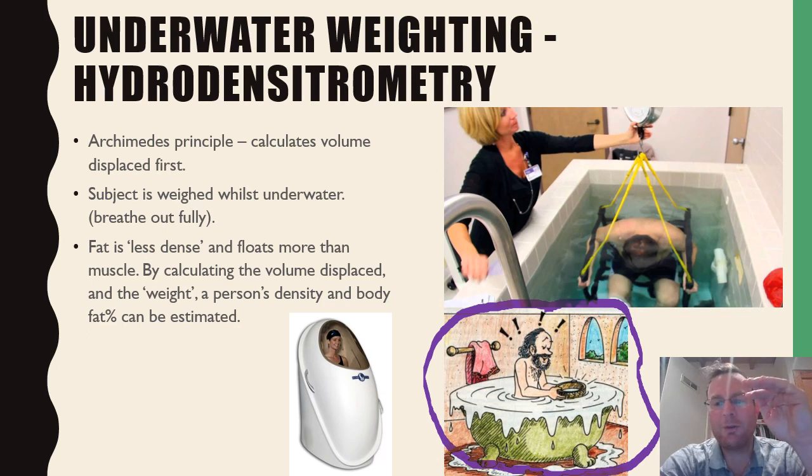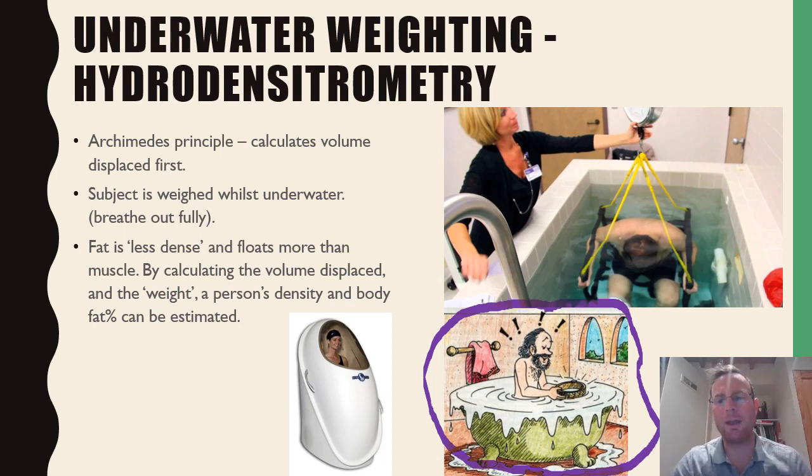Someone who's fairly fat relative to their volume generally floats a little bit more in water. So by understanding how much volume he's displaced and how much he weighs in water, an estimation is made of his whole body density, and in turn an estimation is made of his body fat percentage. As you can imagine, this is a very time-consuming process.